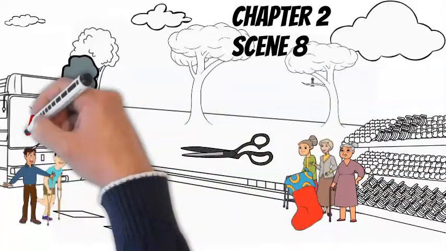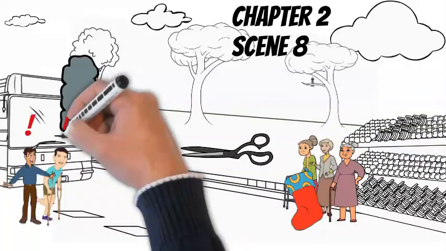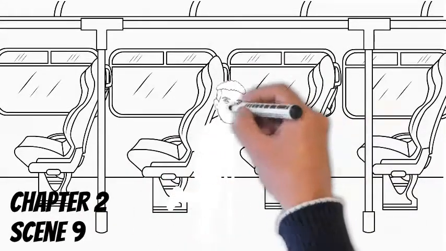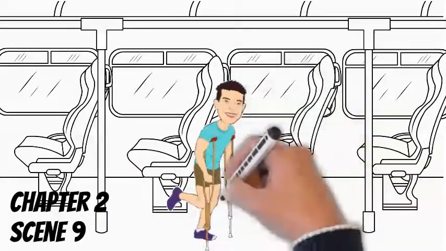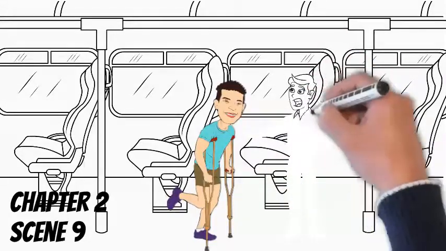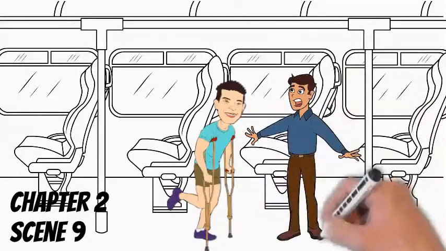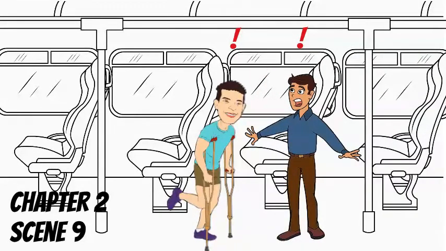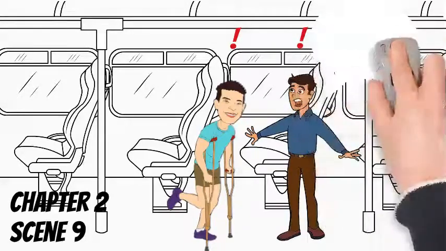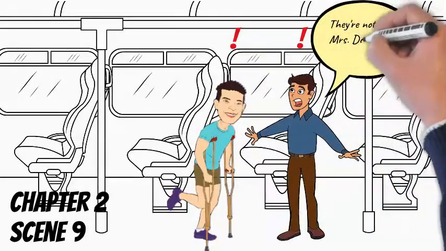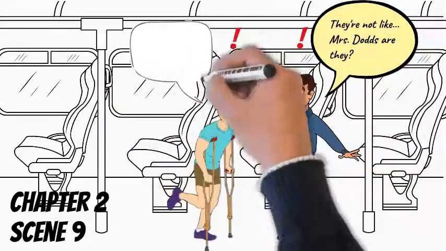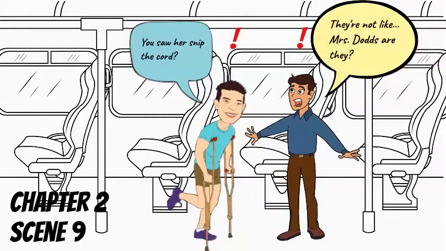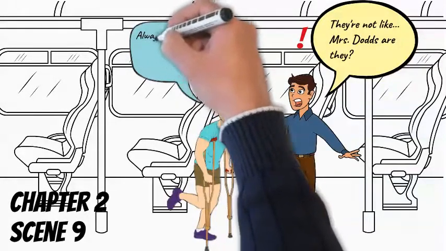Percy and Grover are back on the bus, and they have just broken out in a really cold sweat from seeing the old ladies. They are both still freaking out over seeing them, and the fact that they snipped the cord. Percy asks, "They're not like Miss Dodds, are they?" Grover asks Percy, "Are you sure you saw her snip the cord?" And then starts mumbling about how always 6th grade, they never get past 6th grade. This really concerns Percy. And he asks, "Is someone going to die?" And that's the end of Scene 9 for Chapter 2.